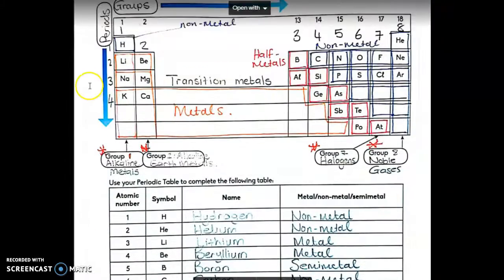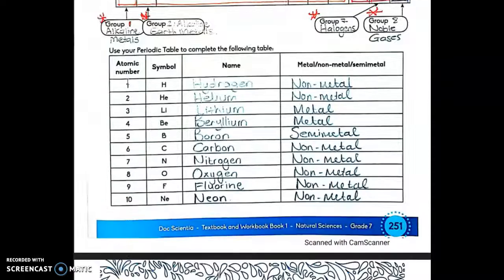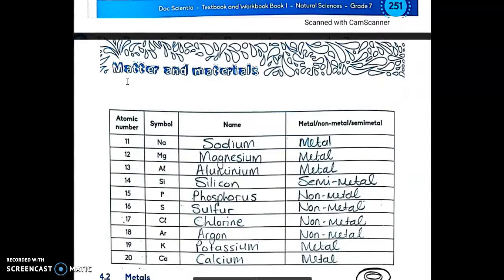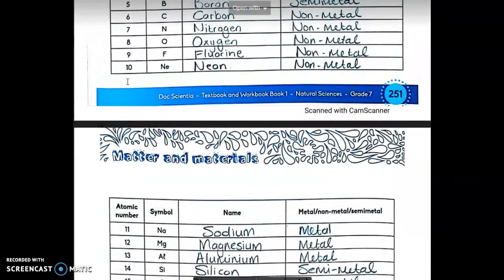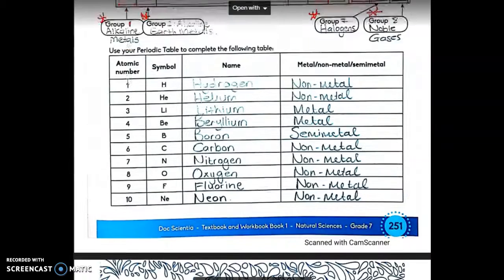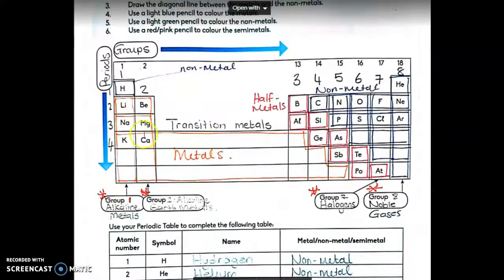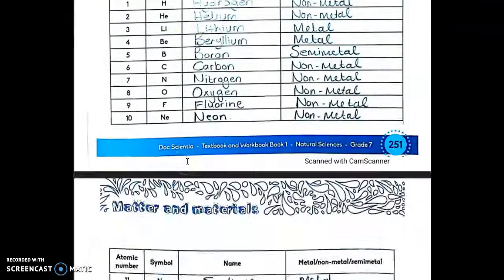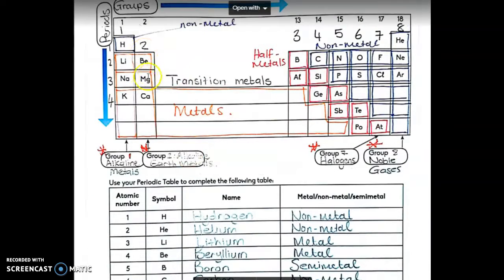Na, sodium. Na stands for sodium, don't get confused. And that's also a metal, actually, this time. Mg stands for magnesium, and that is also a metal.